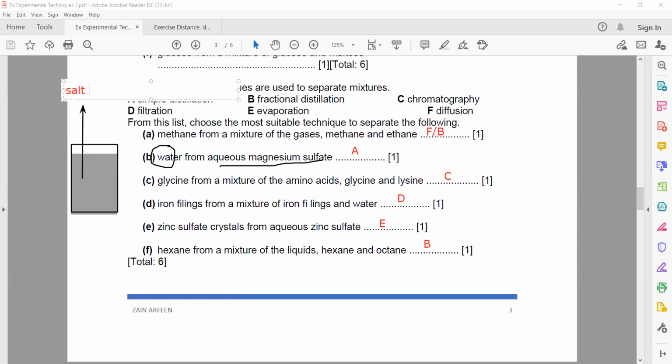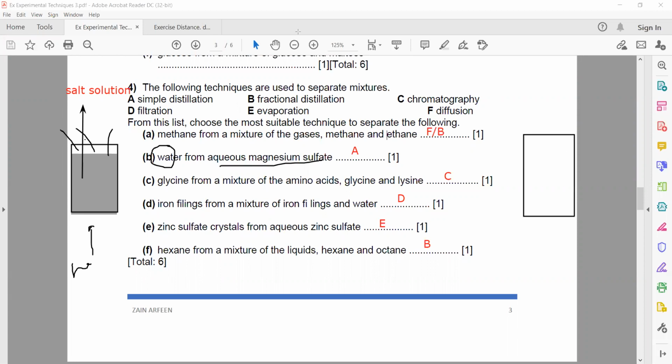So you have a salt solution and I want salt from this. If I have dissolved salt in water and I only need the salt, what I can do is evaporate, meaning I can supply heat energy until all of the water escapes, and what we are left behind with is the salt. That's called evaporation.